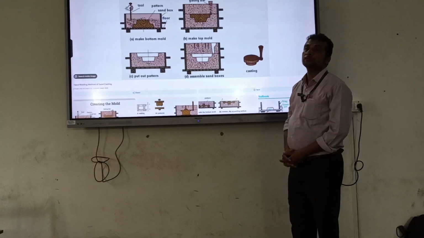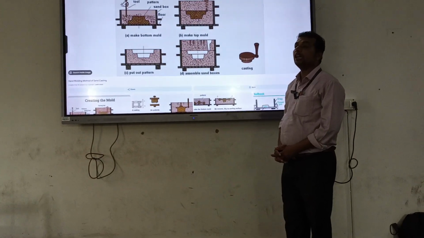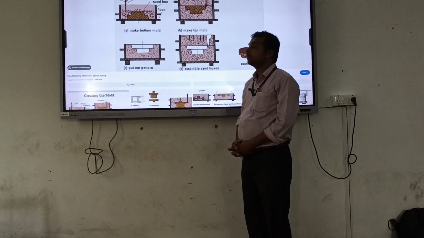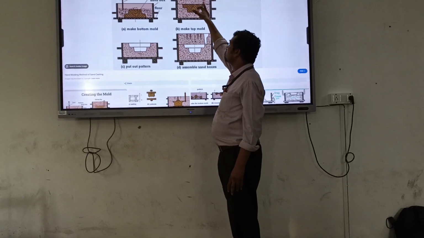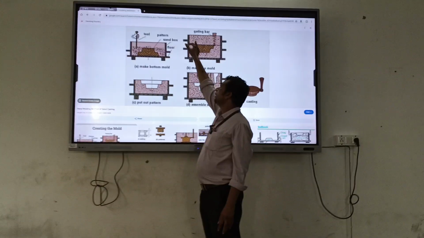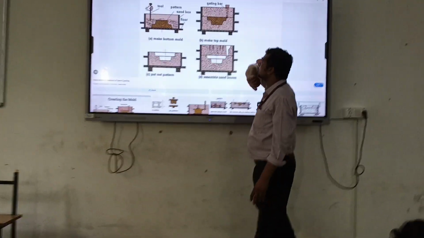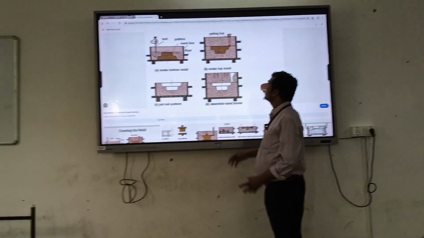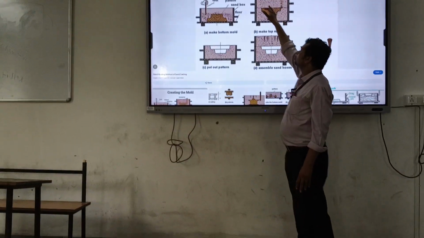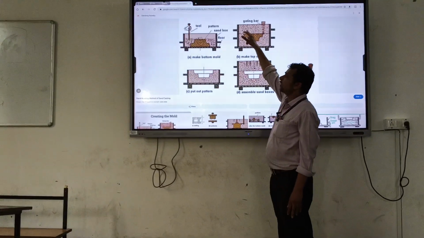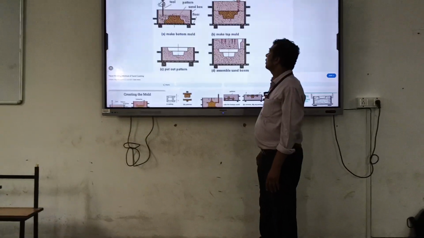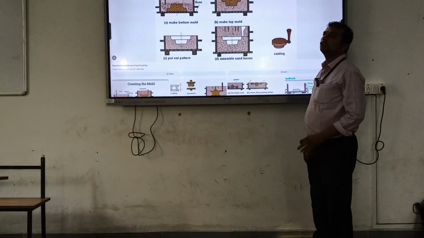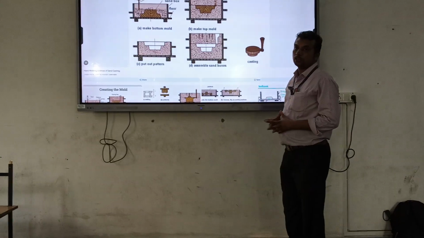The gating bar is used with the help of a wooden tapered rod. A wooden tapered rod is placed in this section, as well as another wooden tapered rod placed in this section, suitable for sand molding.